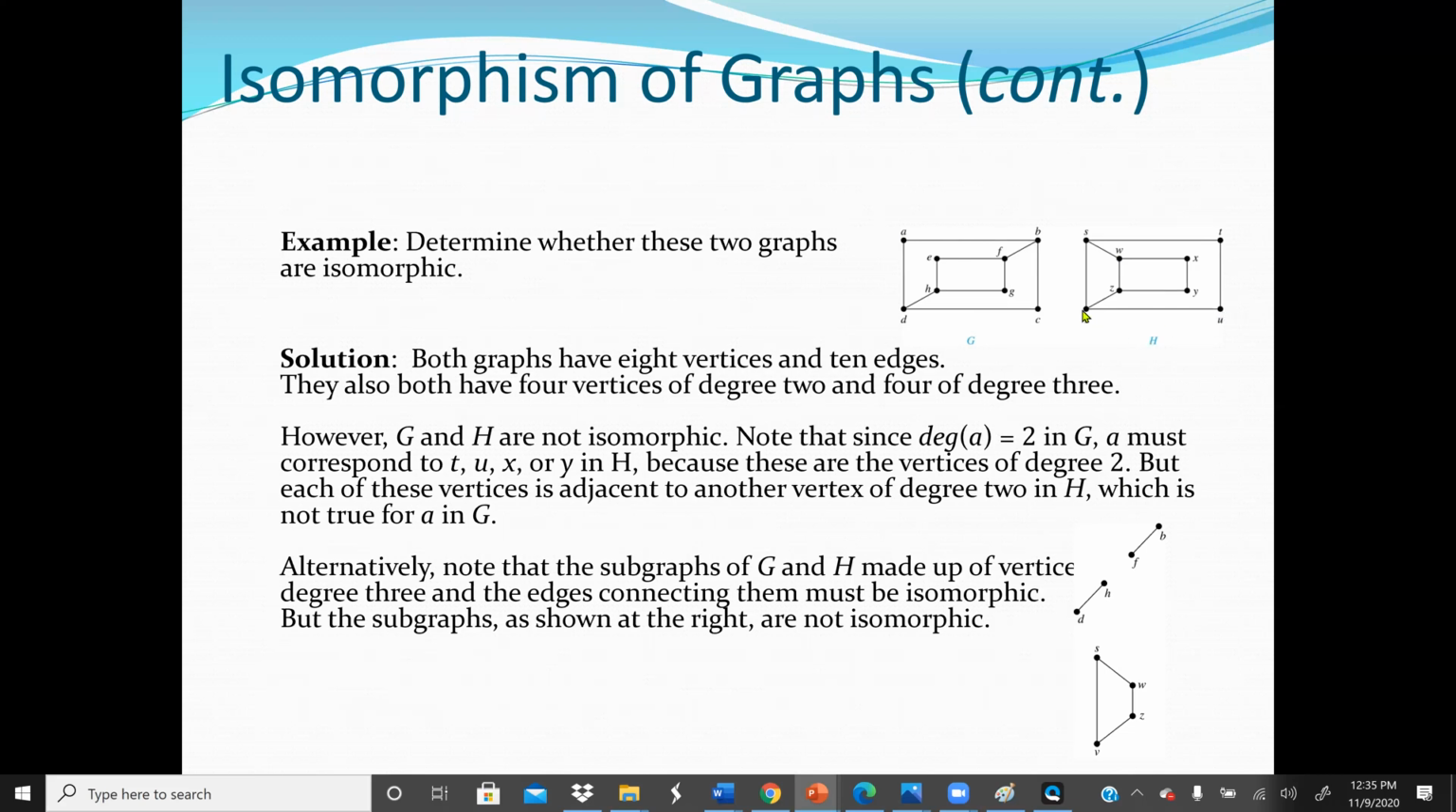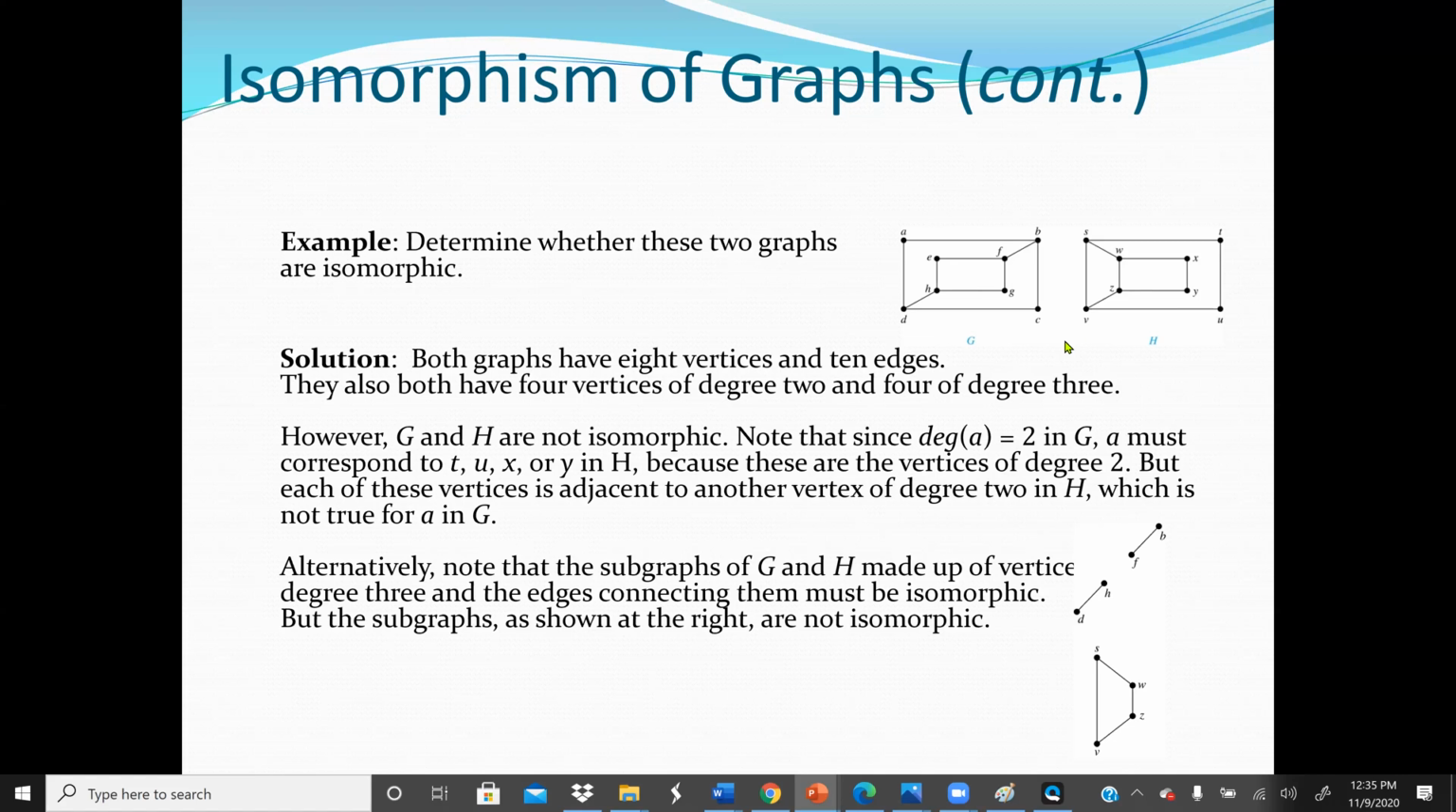When we take this also, this has 3 already, so we can't use it. This has 3 already, we can't use it. So we can only use X, Y, then T and U. And all of them, one of their adjacent vertices has 3 edges and one has 2. But in A, both have 3. So this is the main reason why the two graphs are not isomorphic.